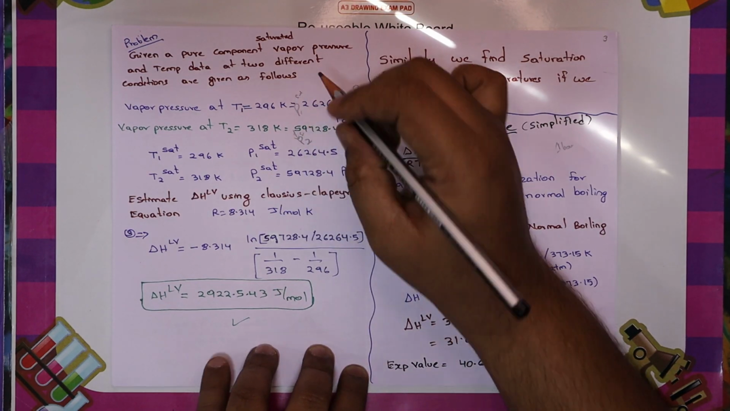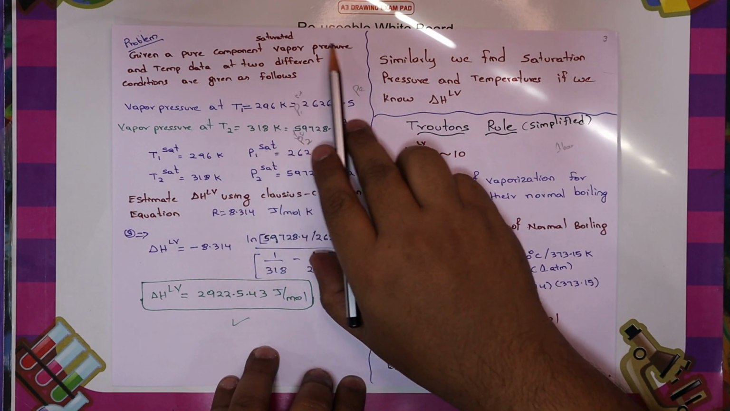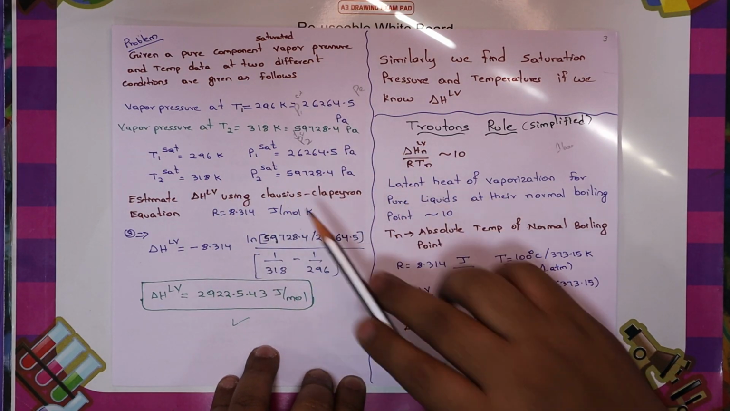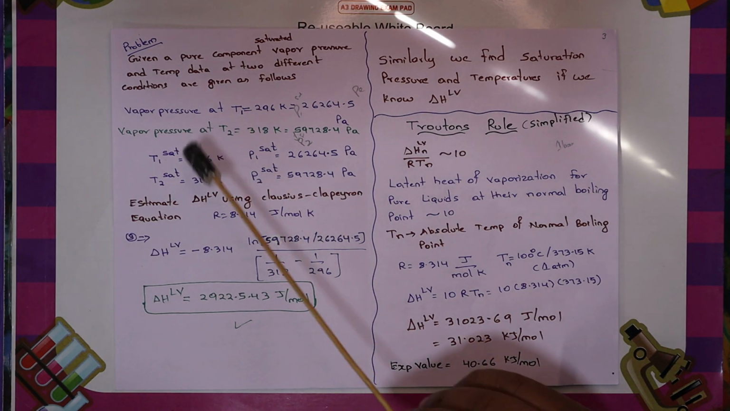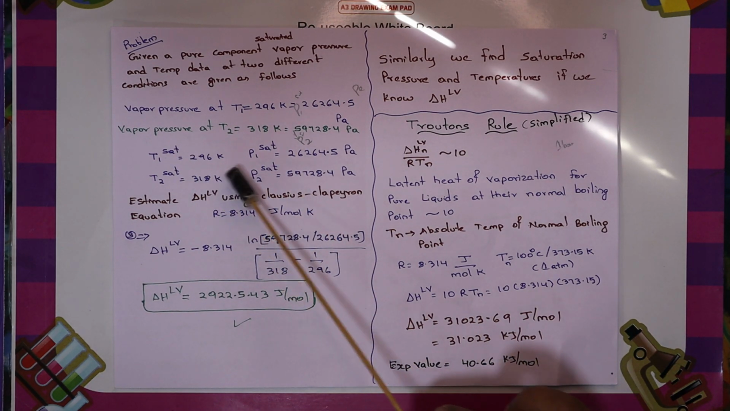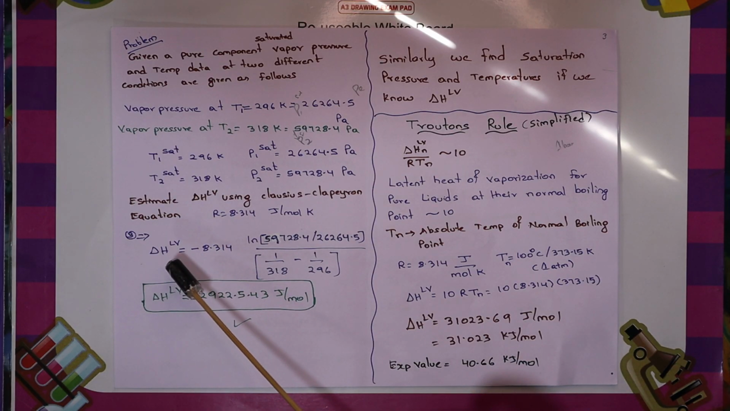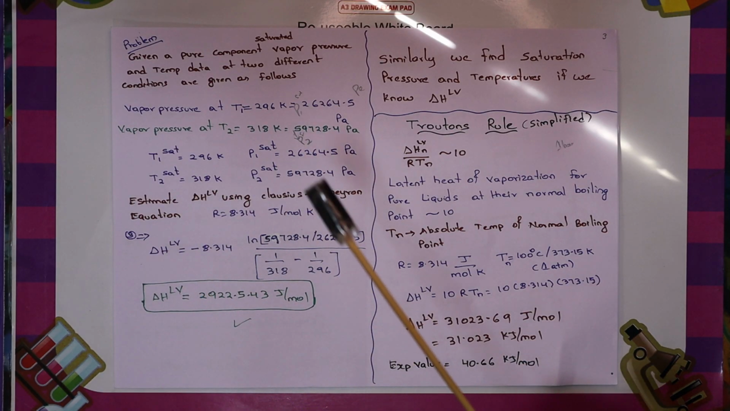That means the moment it says it's saturated vapor pressure data, you can put the symbols T1 sat and T2 sat, P1 sat and P2 sat. So two different temperature and pressure data are given. Using that, calculate the enthalpy of vaporization. So simple, we use this particular equation.